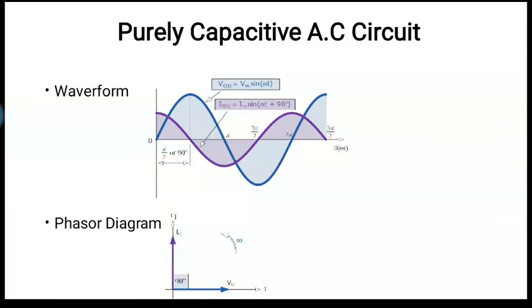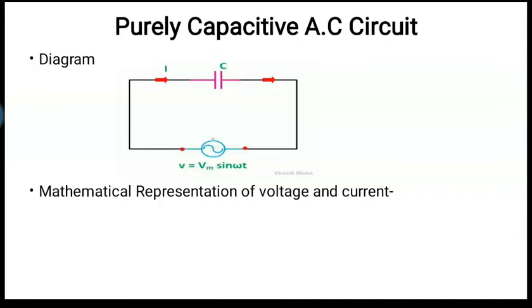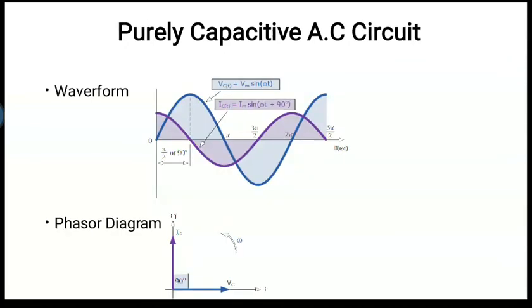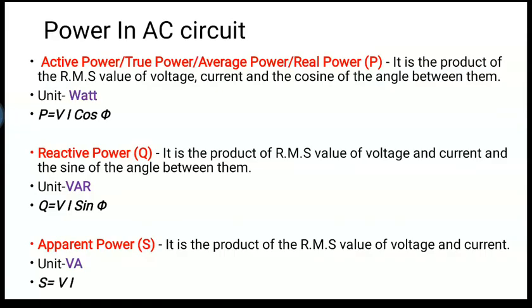Okay, we have to mention 4 things in the exam also. First one is the diagram, second one is the mathematical representation. In short, you can write the equation or expression also. Third one is the waveform, and fourth one is the phasor diagram. Okay. Now let's go to the next topic.